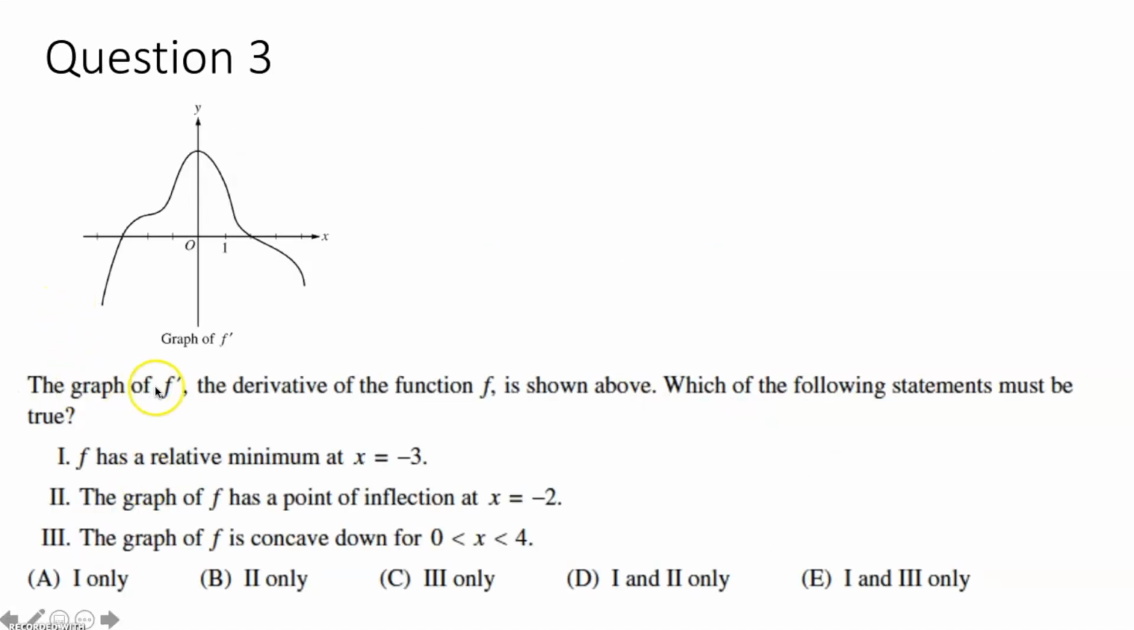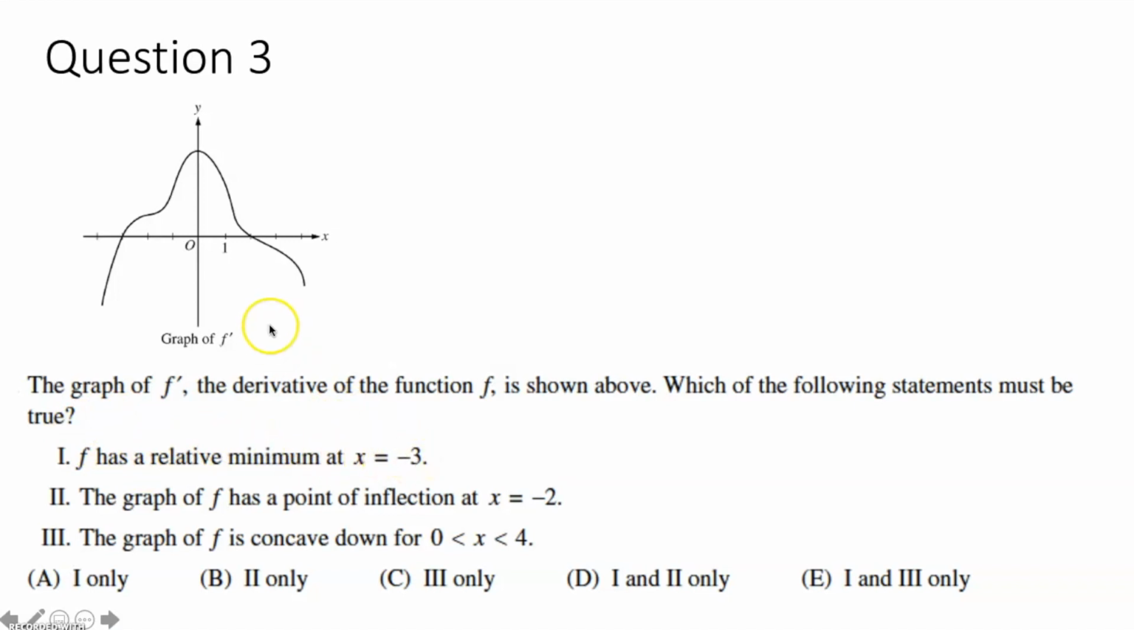Question 3 says the graph of f prime, the derivative of the function f, is shown above. Which of the following statements must be true? So we're going to go through each of these statements one by one and determine which has to be true. So let's start with the first one. f has a relative minimum at x is equal to -3.